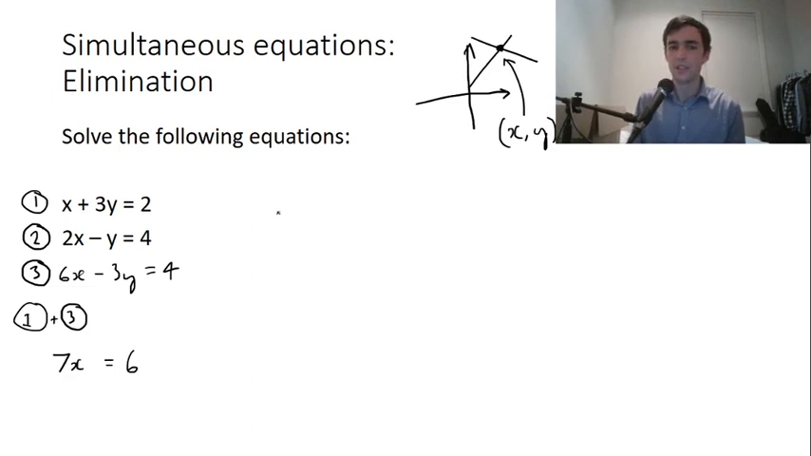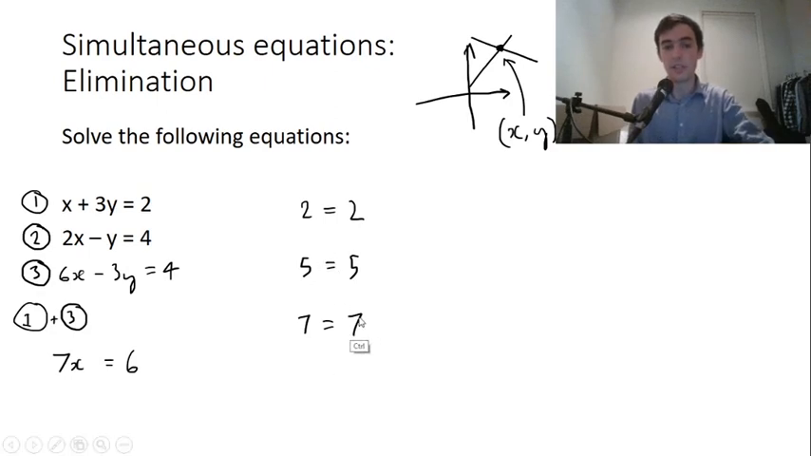Okay, now if you're thinking, is this even legal? Can I add equations? You can, and let me show you. Let's have the equations 2 equals 2 and 5 equals 5. Let's add them up and see if it's right. 2 plus 5 is 7, and 2 plus 5 is 7. So we can add whole equations and get an equation that is still true.